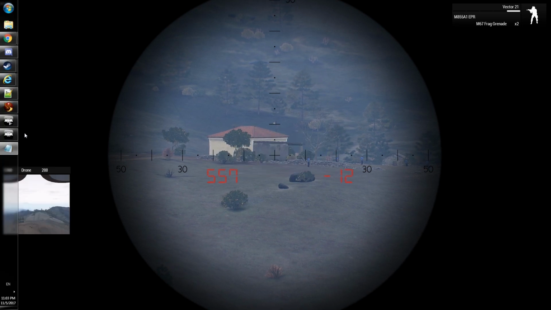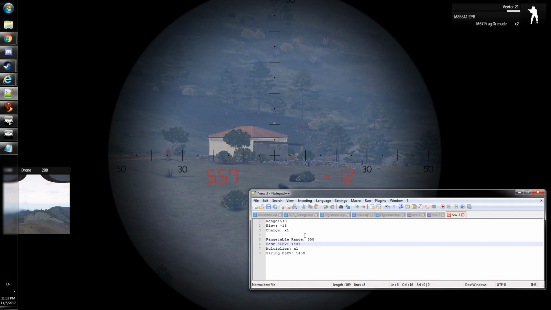So I'm going to go into my Notepad++, and I'm actually going to write this down. Excuse all this, it's from a previous test. So my range is 557 meters, and my elevation difference is -12. Since I am firing at a range greater than 450 meters, I need to set my charge to 1. This will come in handy later.